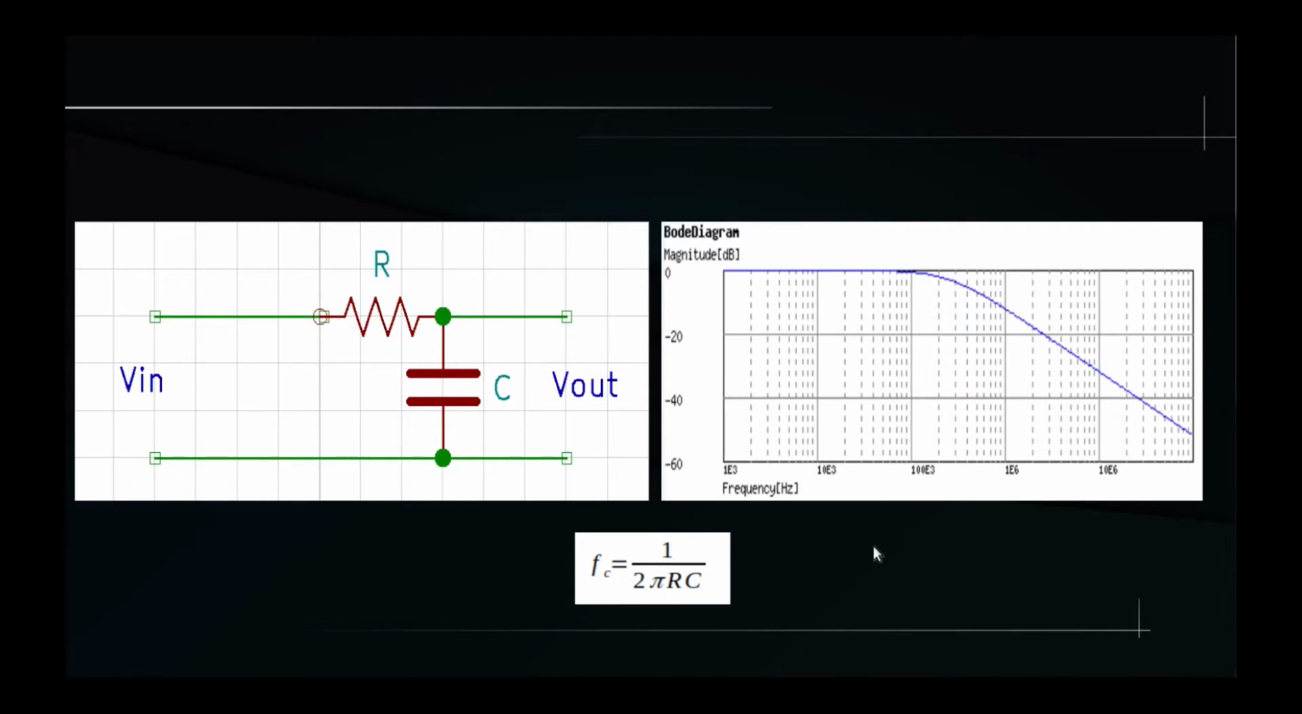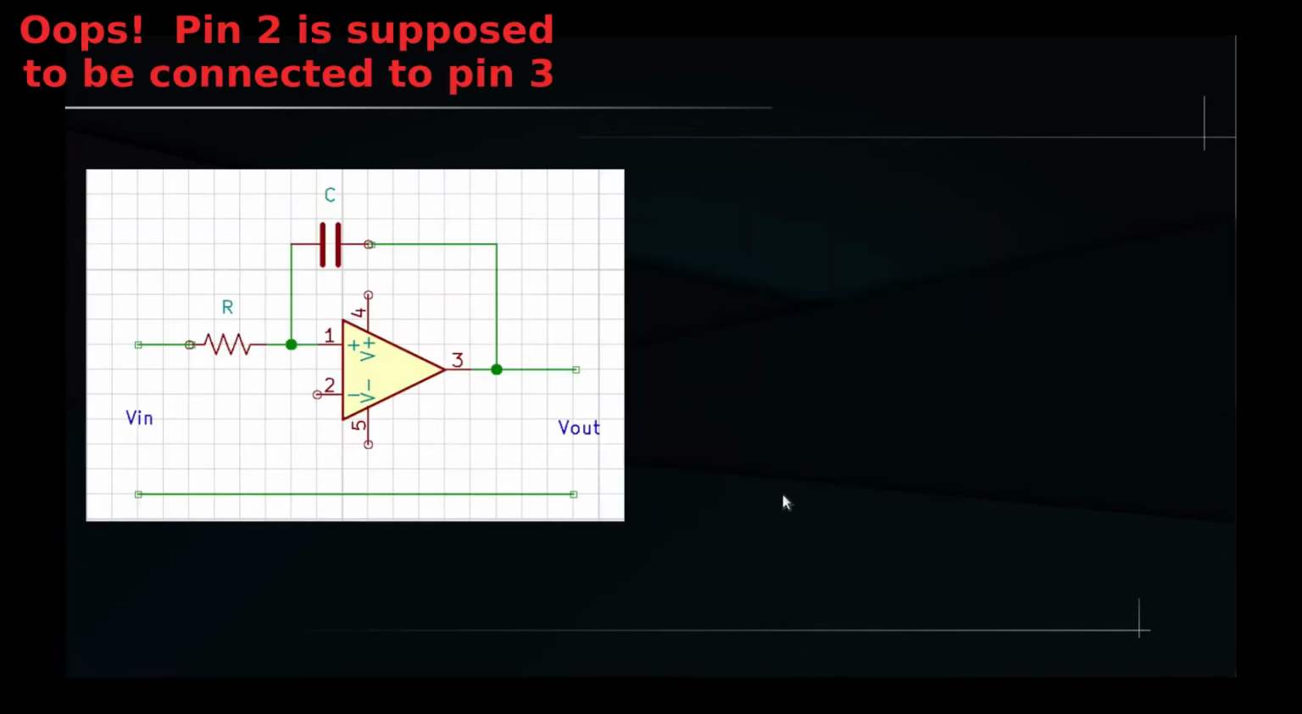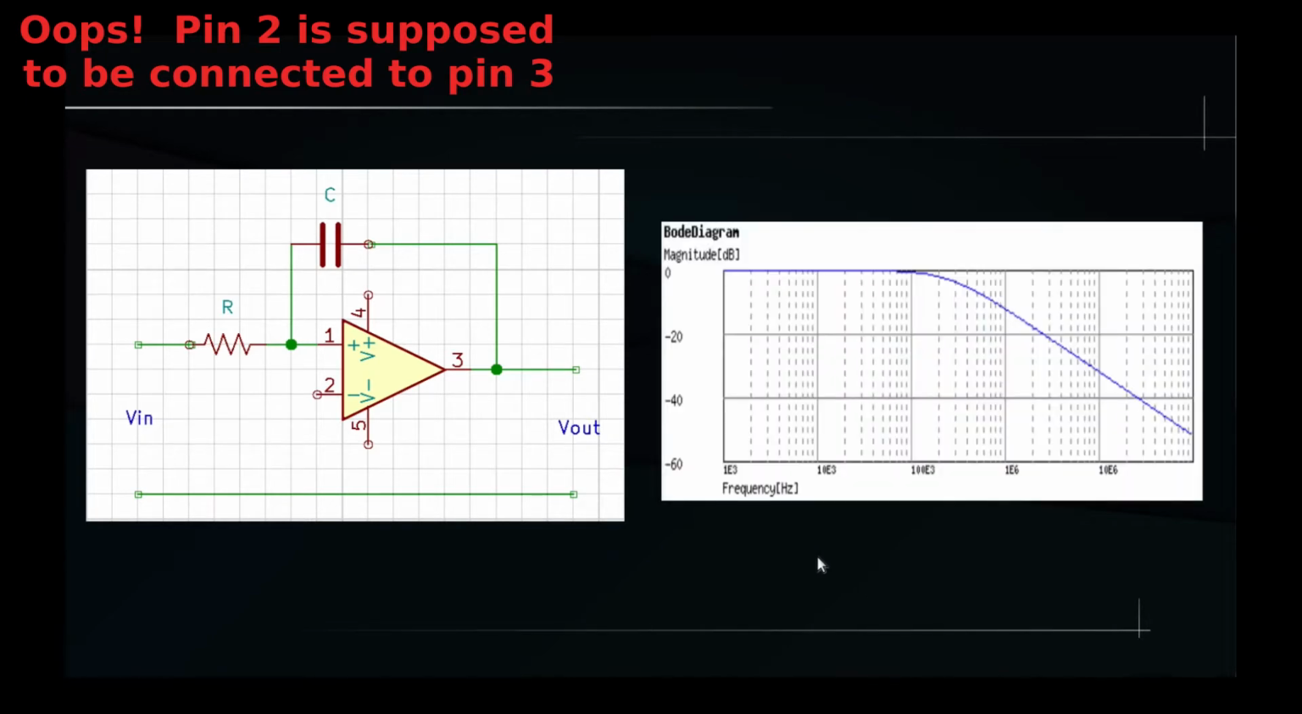Let's now look at the corresponding first-order active low-pass filter. The response diagram of such a filter is still the same as the passive one, and so is the cutoff frequency formula. However, the output of such a circuit has a very low impedance, and we can safely draw current from it without changing the response of the filter, which wasn't possible in the case of the passive filter.